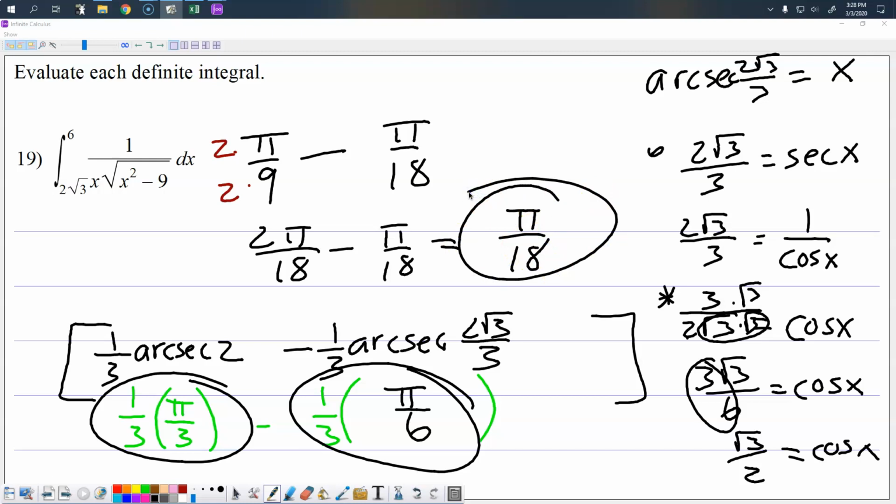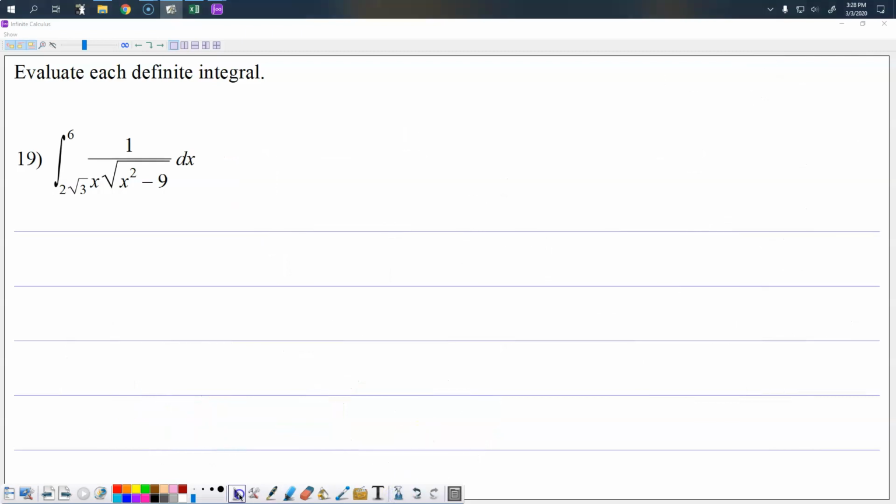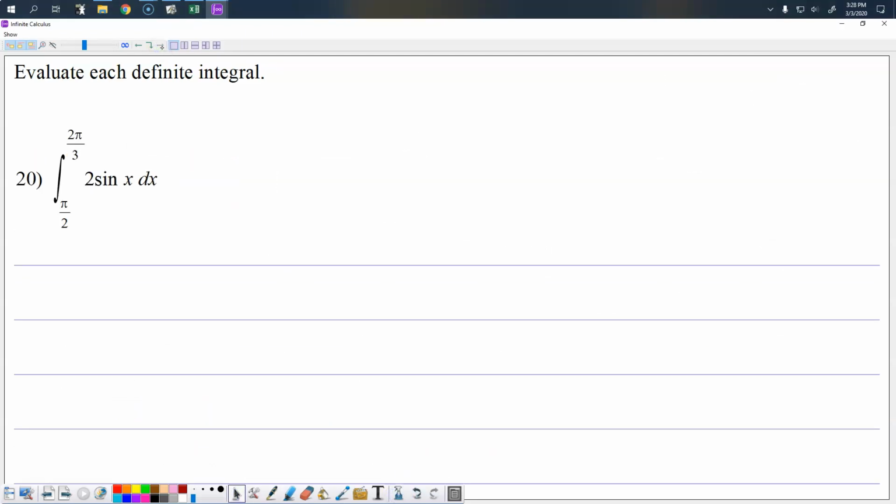All right, so that's definite integrals with arc trigs. Let's take a look at another one here. We have a definite integral with regular trig, a little bit more chill, I would think. Okay, so first of all, let's pull the 2 out to the front here. You could leave it inside if you wanted to. I'm just going to pull it out though.